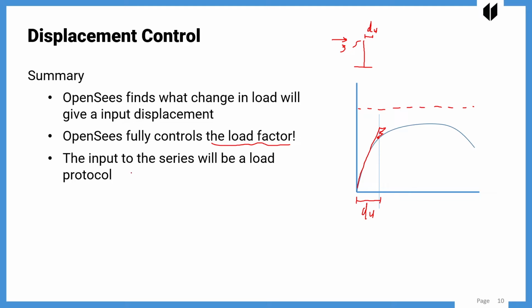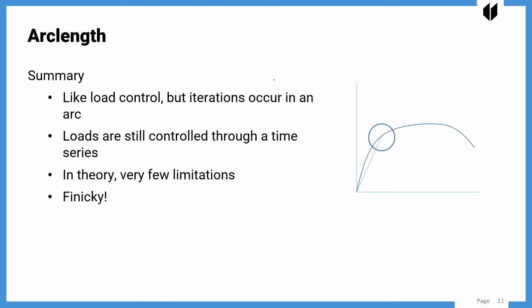And then the last thing to consider about this is that the thing we actually input to OpenSees is the load protocol, or rather a backbone of it. And I'll get into that once we look at the code example. So finally, the Arclength control method. This is really like load control, but iterations are occurring in an arc. So we tell OpenSees, okay, we want to iterate along an arc of a certain length.